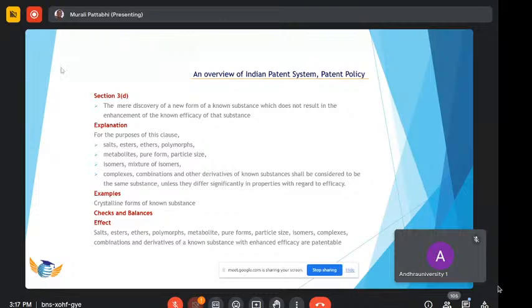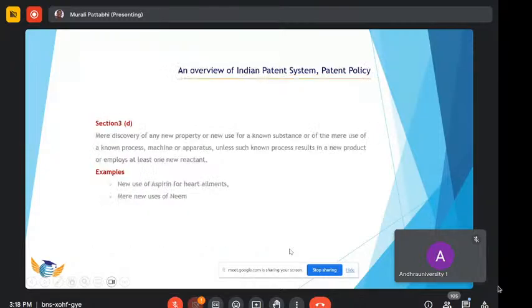this in detail about 3D: salts, esters, ethers, polymorphs. Yesterday we discussed what is not allowed as per 3D. But what you can do is, derivatives of a known substance with enhanced efficacy are patentable. If I say that simply usage of salts, only a composition change but the same efficiency, I'll not get a patent. But if I say that there is enhanced efficacy, there is a possibility of getting a patent. So this is an exception for section 3D.